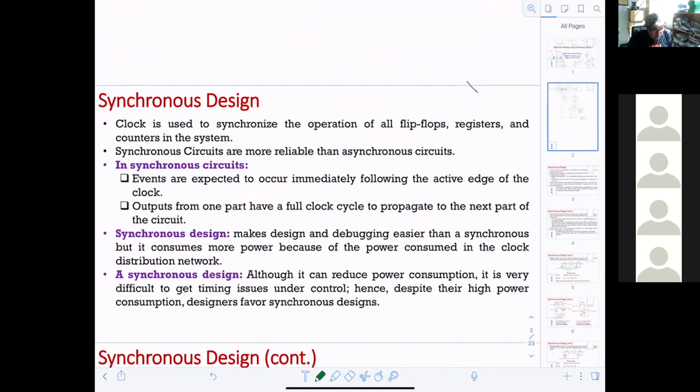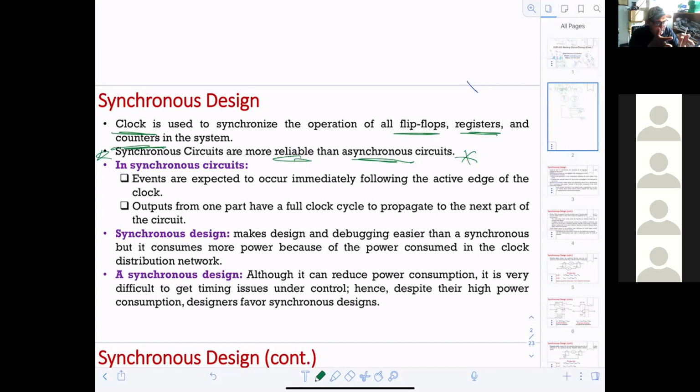So the clock is used to synchronize the operation of all flip-flops, registers, and counters in the system. Pretty much it is controlling every single sequential part of the circuit. That makes sense? Synchronized circuits are more reliable than asynchronized circuits. But does this statement give me a conclusion to avoid asynchronized circuits? Of course not. Let me tell you a story. Every single approach has its own pros and cons.